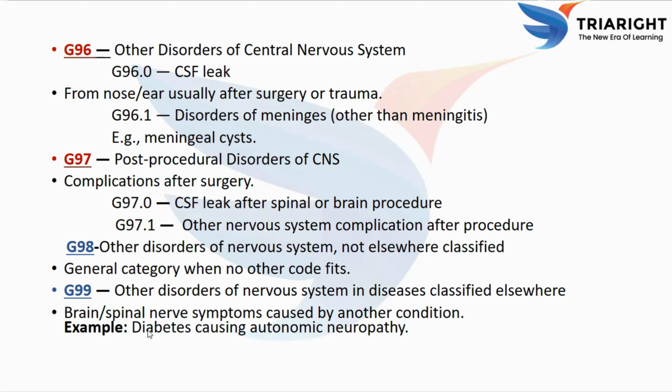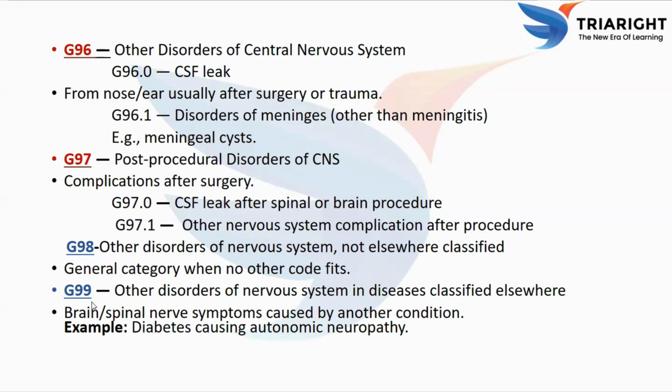So next, coming to code G98, other disorders of the nervous system not elsewhere classified. So what do you mean by other disorders of nervous system? So this is a general miscellaneous category. This is used whenever the nervous system disorder does not fit into any other specific ICD code. So this is a general category. Whenever it doesn't fit any other specific ICD code, you have to assign this G98 code.